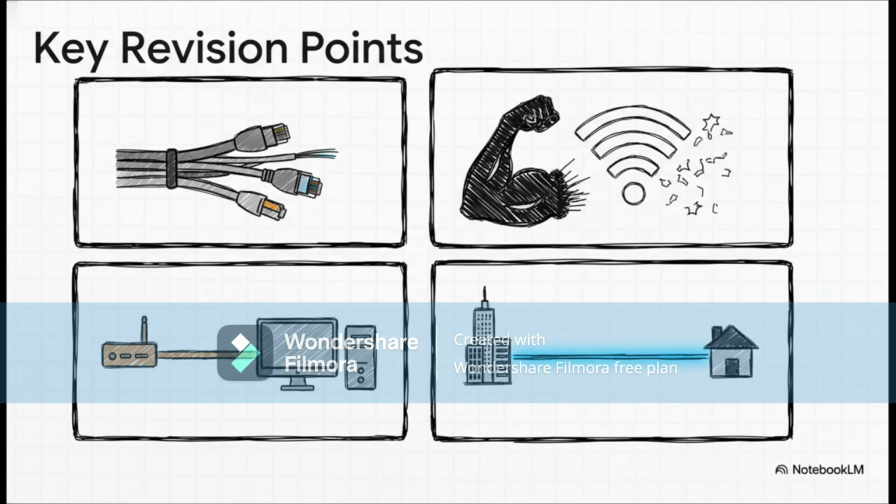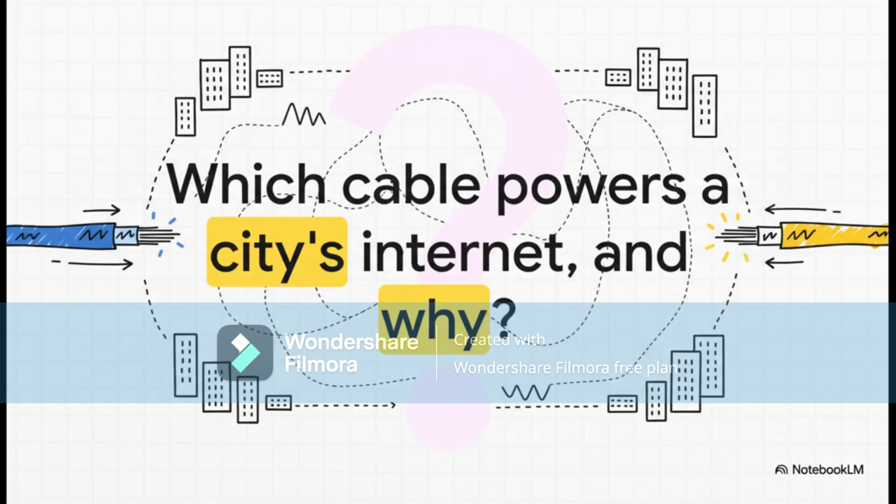Got all that? Awesome. And I want to leave you with a little something to chew on. Based on everything we just learned, especially about speed and distance, which of these 2 cables do you think powers the internet for your whole city, or even connects entire countries? CAT6 or optical fiber? And the really important question is, why? Give it some thought.